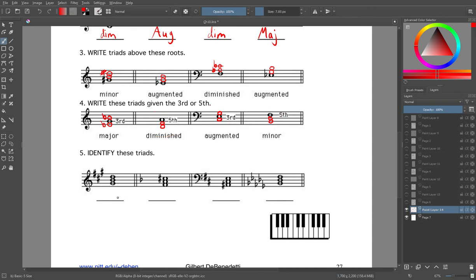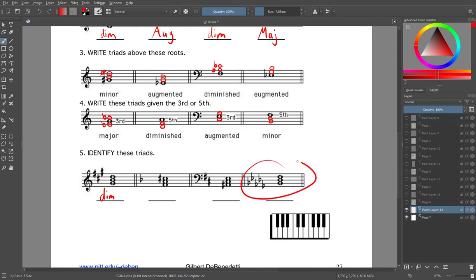Now number 5, we're going to identify these triads. Always look at the key signatures. So in this one we have F sharp, C sharp, G sharp. We have G, B, and D. The G has a sharp on it because of this. B and D do not. So we got our G sharp, B, and D. Let's count our half steps. 1, 2, 3, minor third. 1, 2, 3, also minor third. Therefore, that's two minor thirds, that makes us diminished.